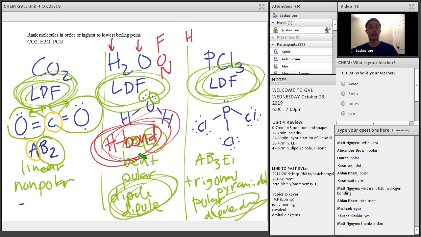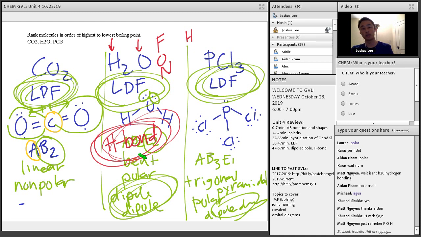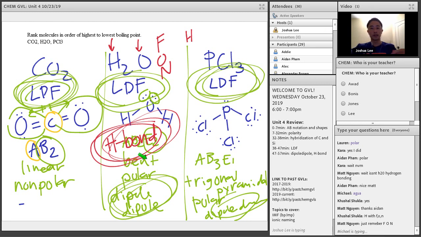And then you would say water would have the highest boiling point because it has three intermolecular forces: hydrogen bonding, dipole-dipole, LDF. But remember, you should be explaining along the way why certain things have LDF, why certain things have dipole-dipole, and why certain things have hydrogen bonding. So water is the strongest, then PCl3, then CO2.